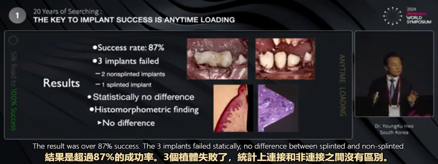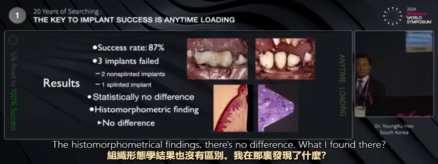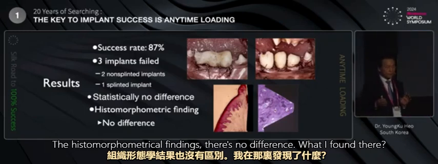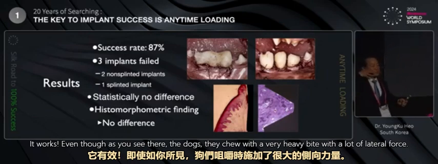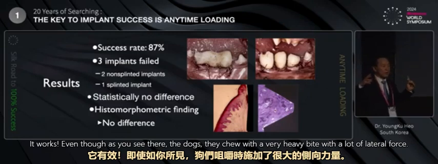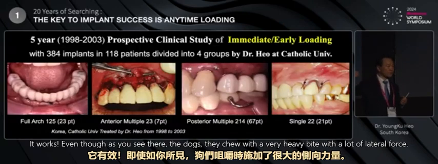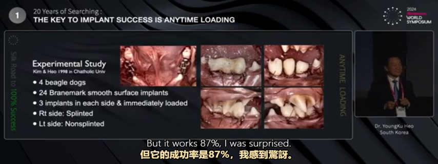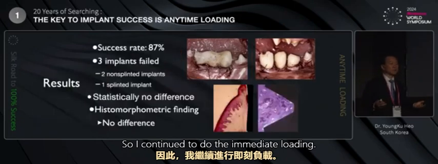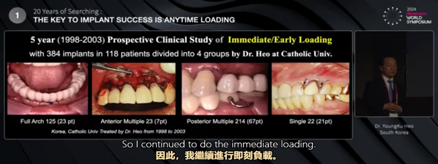Statistically, there is no difference between splinted and non-splinted. And in the histopathological findings, there's no difference. What I found there is that it works. Even though, as you see there, the dogs chew with a very heavy bite with a lot of lateral force, right? But it works, 87%. I was surprised there. So I continued to do the immediate loading.